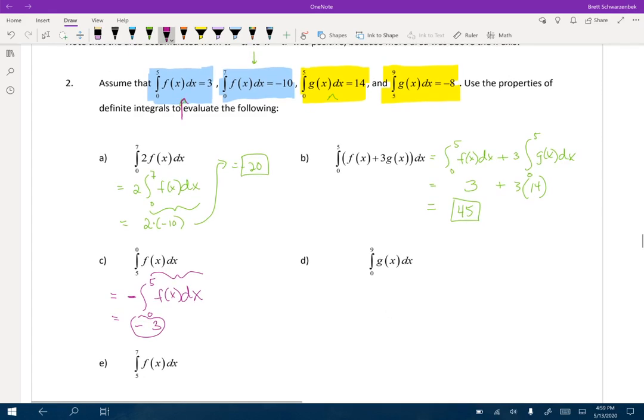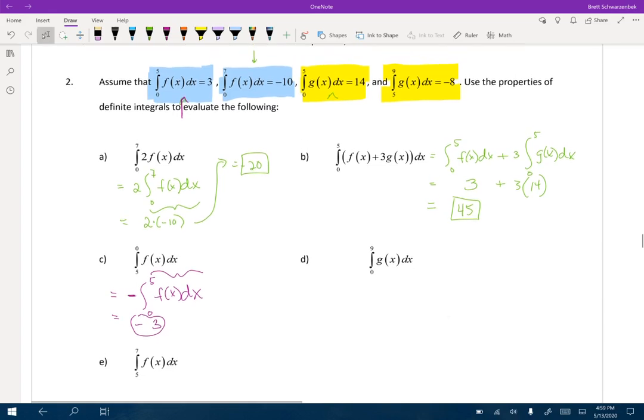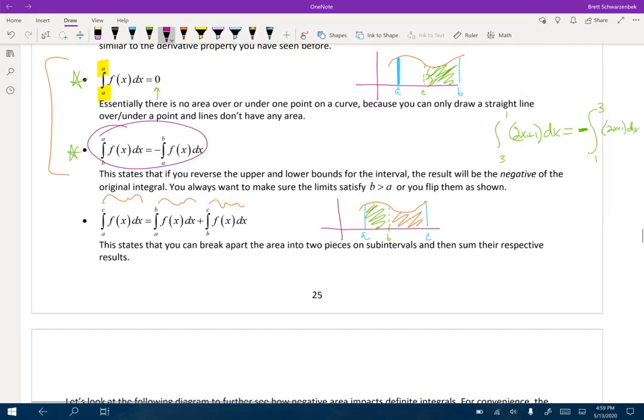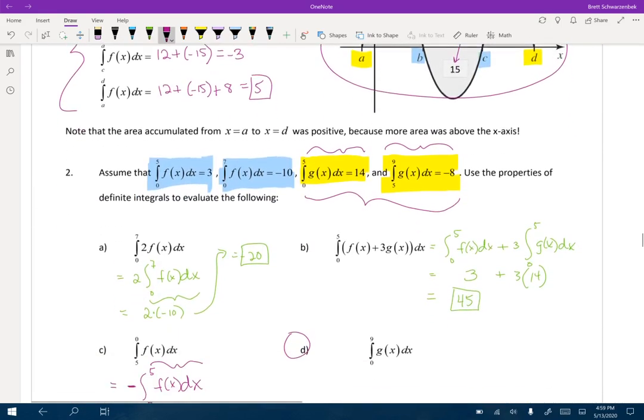Okay, so this is where it gets a little bit more involved. Let's take a peek at the following. D says, what is the area under the curve G from 0 to 9? We're basically only concentrating on G, but if you look up here, we don't have the area from 0 to 9. But interestingly enough, this tells you the area from 0 to 5, and this tells you the area from 5 to 9. So according to this rule, we should be able to just add those together to get the full area.